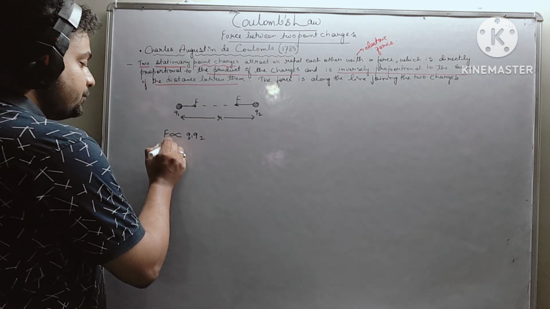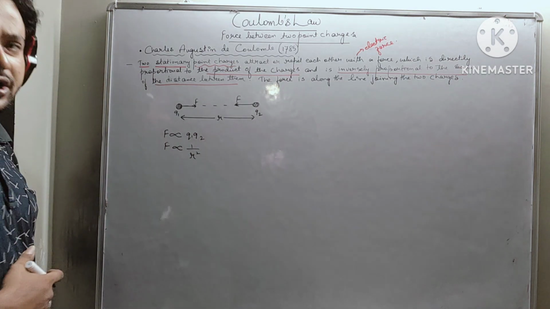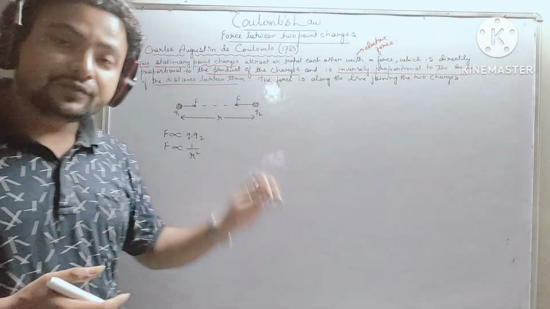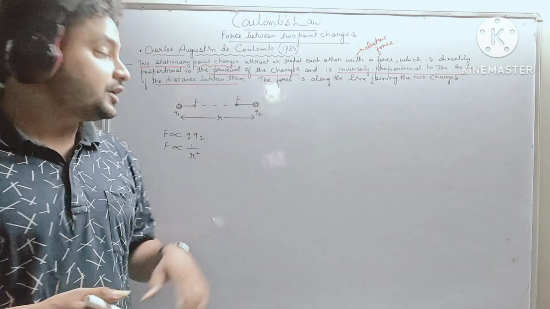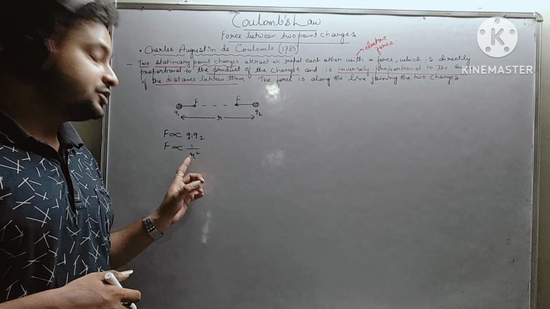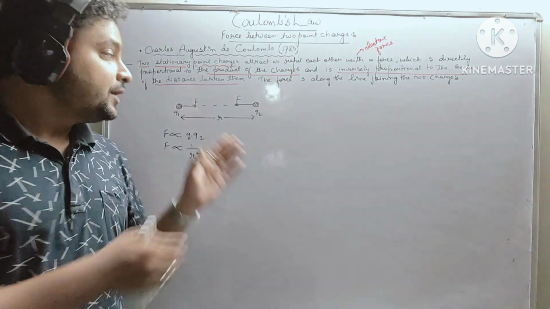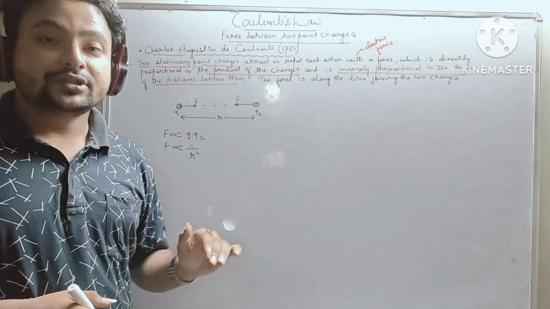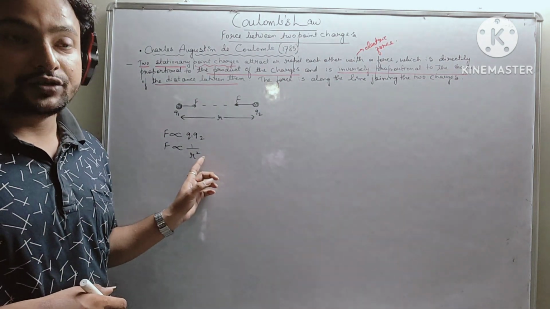It is also inversely proportional to the square of distance. You know, this is a non-contact force. Most of the non-contact forces depend in this way. A non-contact force is always inversely proportional to the square of distance, which means that if you increase the distance of separation between these two charges, the force is going to reduce by a factor of 2. Remember this one.